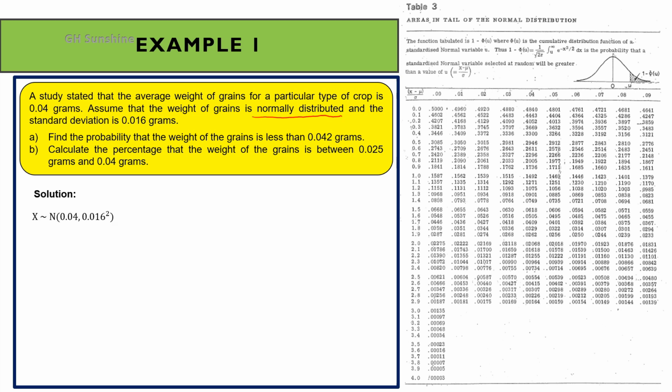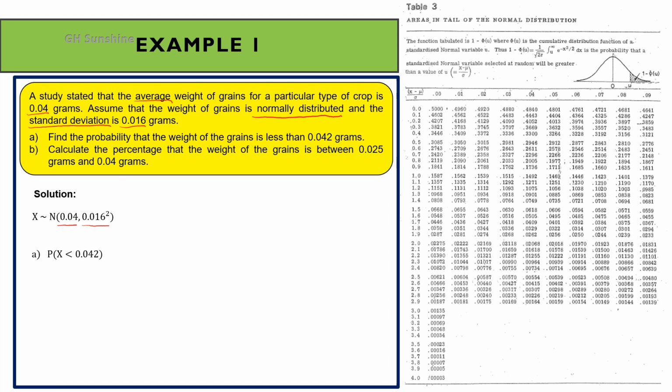Therefore, X follows a normal distribution with mean, so mean equals 0.04. And then variance, sigma squared. The variance is based on the standard deviation of 0.016, therefore the variance equals 0.016 squared. So first question, find the probability that the weight of the grains is less than 0.042 grams.